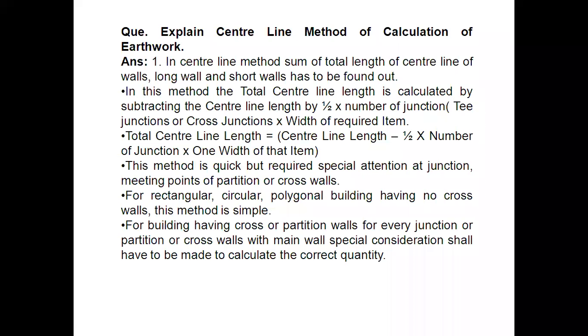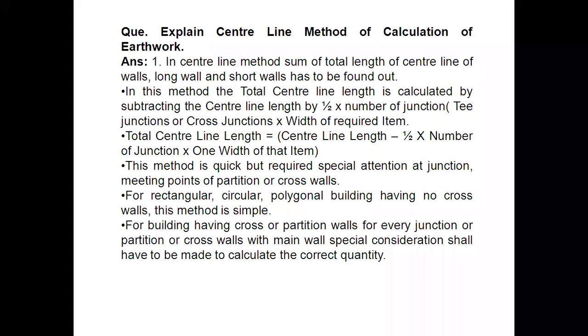Now you have seen how we are going to draw the center line. Now what is the purpose of this particular center line? The next step they have mentioned in this method: the total center line length is calculated by subtracting half, multiplied by the number of junctions, that is T junctions or cross junctions, multiplied by the width of that particular item.